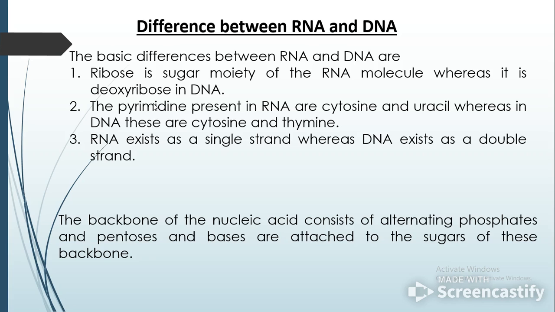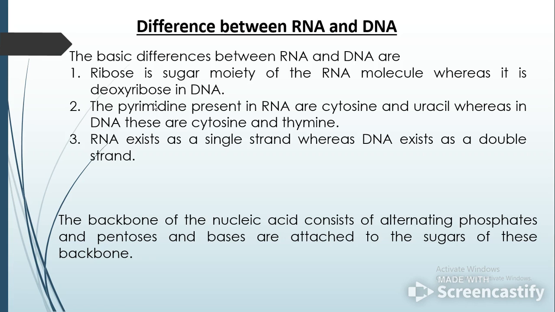The other difference is that the pyrimidine bases present in RNA are cytosine and uracil, whereas in DNA these are cytosine and thymine. There is a very minor difference between the two bases. Now RNA exists as a single strand, whereas DNA exists as a double strand. We'll discuss later how the single and double strands are structured and how they look.